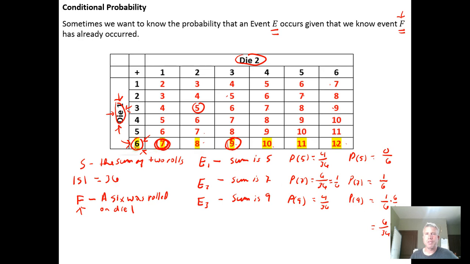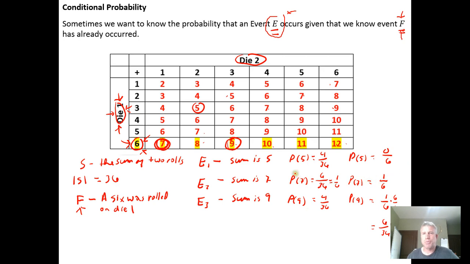But once we know that a 6 has been rolled, now I have a 6 in 36 chance, or 1 in 6 chance of getting a 9. So the idea here is there can be events that we're interested in, and our knowledge of an event having already occurred could impact the probability that the event we're interested in happens. Just like it did here, we went from a 4 in 36 to 0 in 6 shot of getting a sum of 5, so we went from having a chance to having no chance.